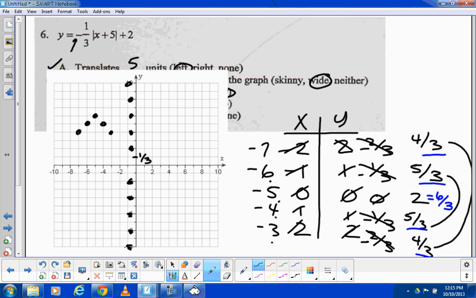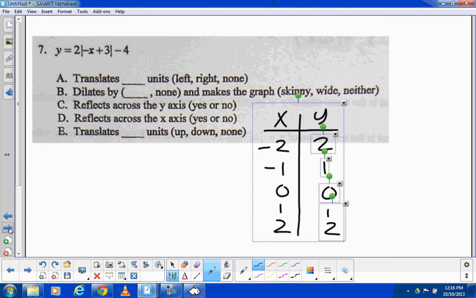And so counting my graphs by 1/3 here makes that so much easier to do. So you can always, in this class, scale your graphs by whatever you want to, as long as you show it right here. Okay, just show what you're counting by, and that's all you have to do to modify that. Okay, number 7.